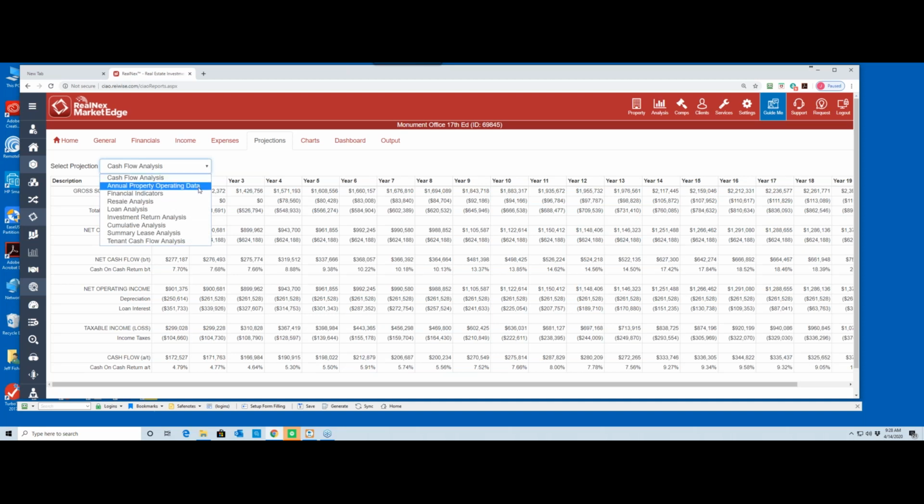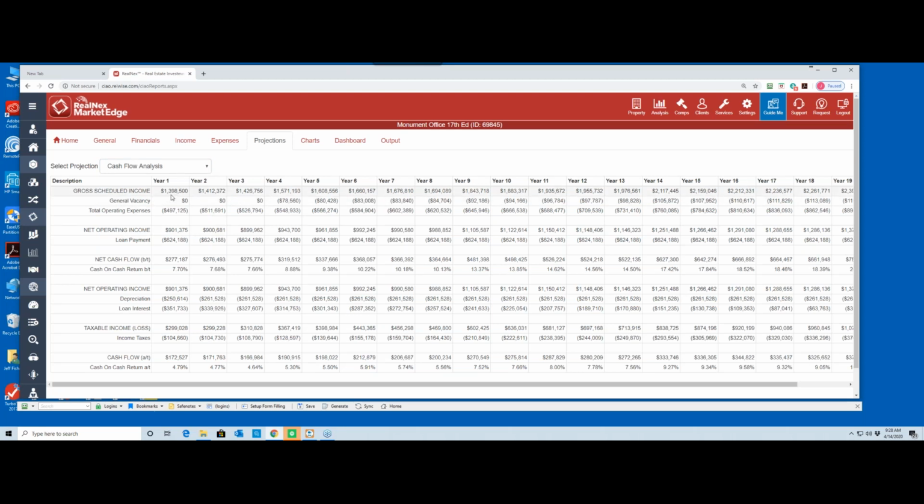Cash flow analysis, the property operating data, some different financial indicators, resale analysis, loan analysis, investment return analysis, which is my favorite, some summary of the leases, a summary for each tenant. So a lot of different possibilities. So we'll start here looking at the cash flow analysis.